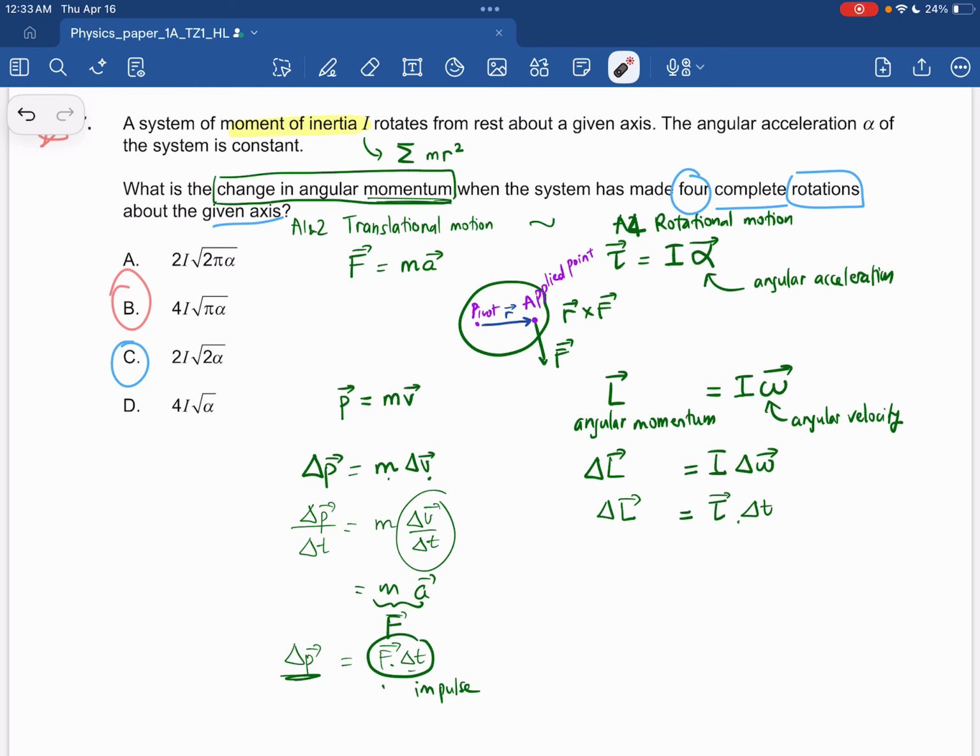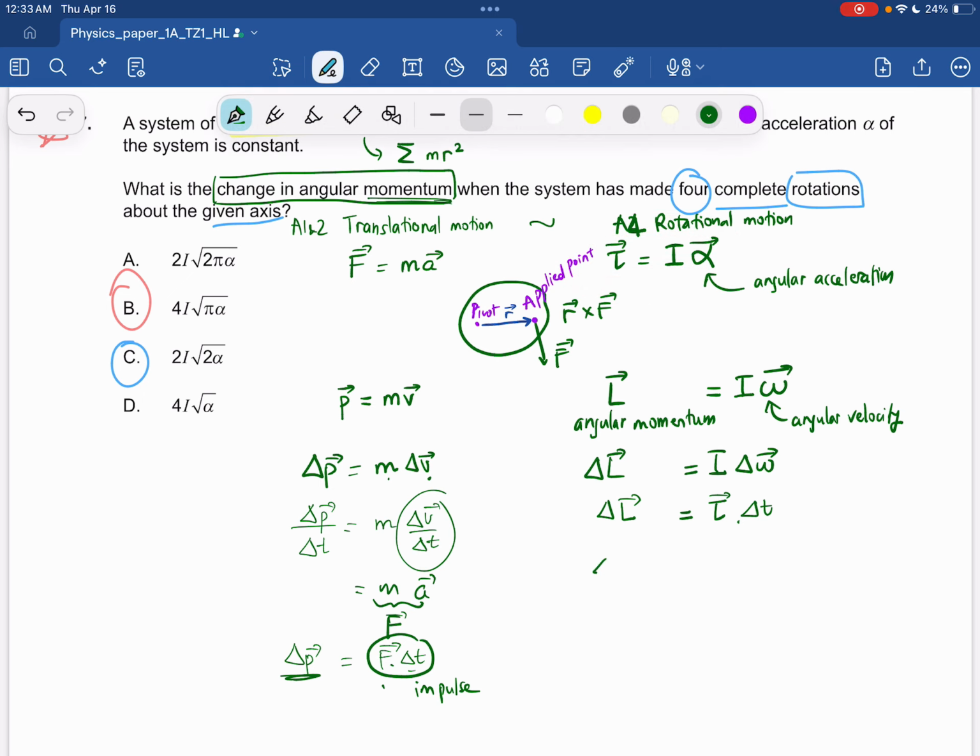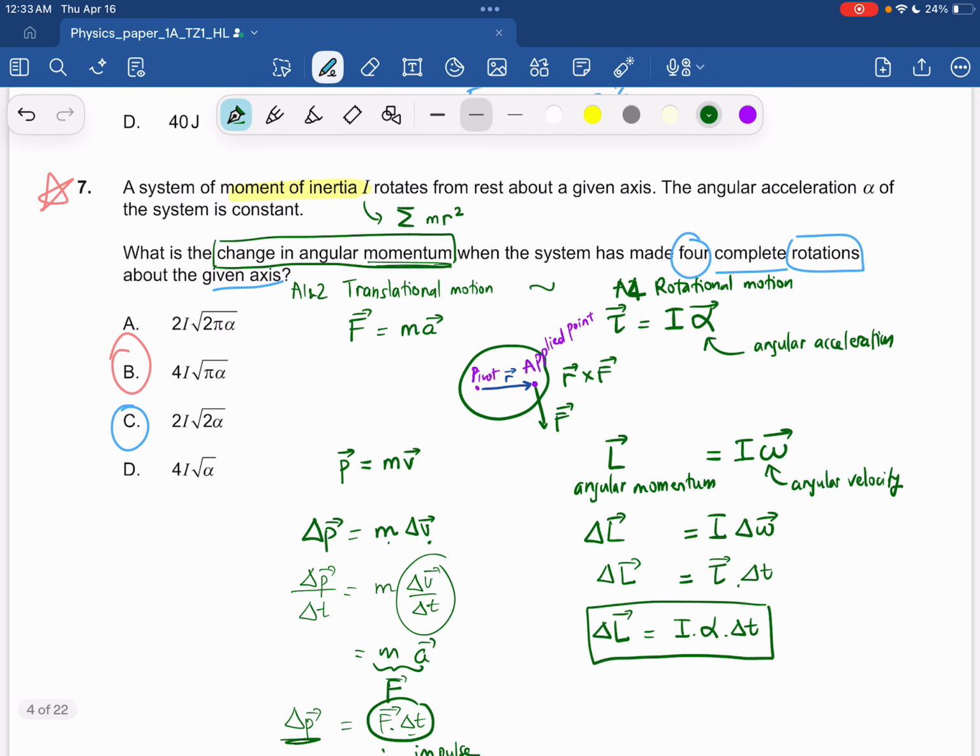Okay, so now they ask us to find this. They give us the I already and the alpha already. So with I and alpha, actually this is the torque. So basically we got delta L equals I times alpha times delta t. That's the change in the angular momentum. In this case, the system is rotating from rest, so the initial angular velocity should be 0, right? And after four complete rotations, it should reach a new angular velocity.